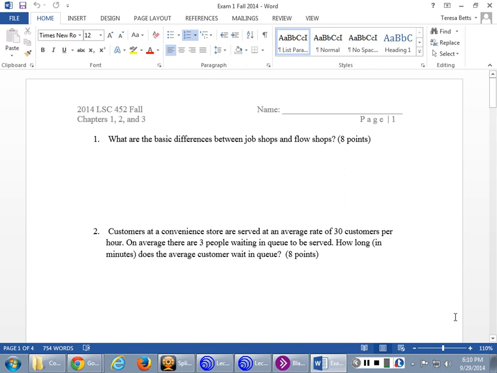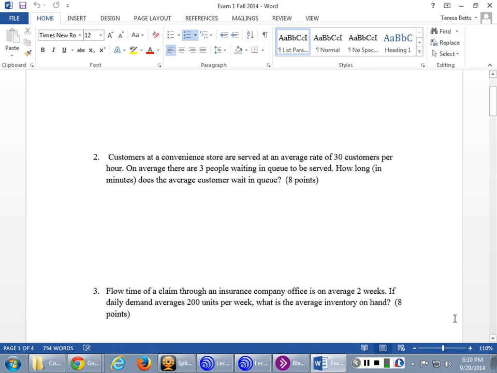The next one: customers at a convenience store are served at an average rate of 30 customers per hour. On average, there are 3 people waiting in queue to be served. How long does the average customer wait in queue? Inventory is equal to throughput times flow time, so if we're looking for time, it's inventory divided by throughput. So inventory of 3 divided by throughput of 30 customers per hour gives us 0.10 hours, and we need to convert that to minutes, so times 60 minutes gives us 6 minutes.